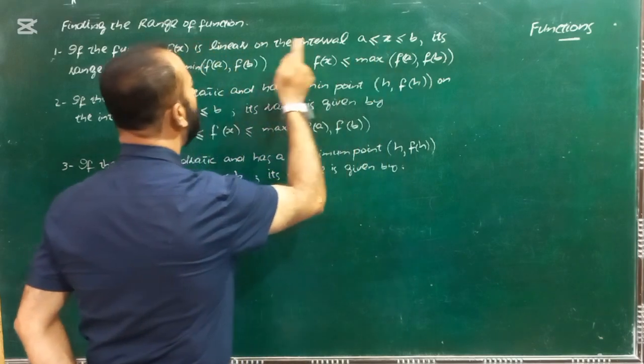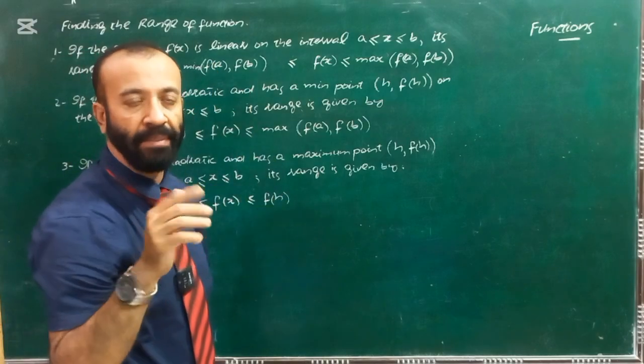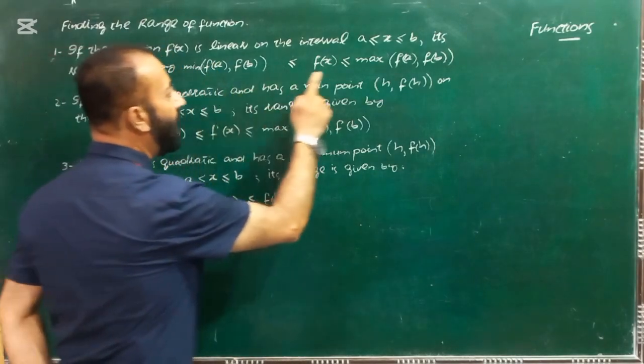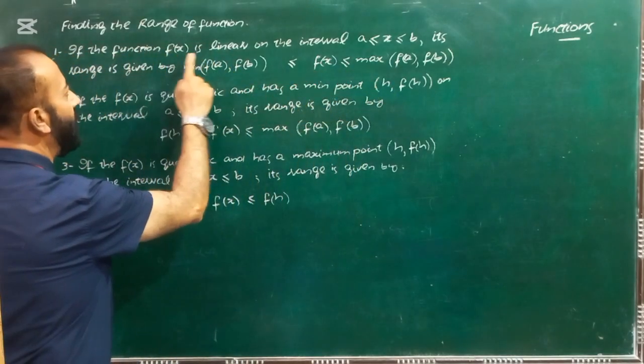So first you will find f of a, then f of b. Definitely one will be minimum, the second will be maximum. So the minimum will be put here and the maximum will be put here. This will be the range when the function is a linear one.